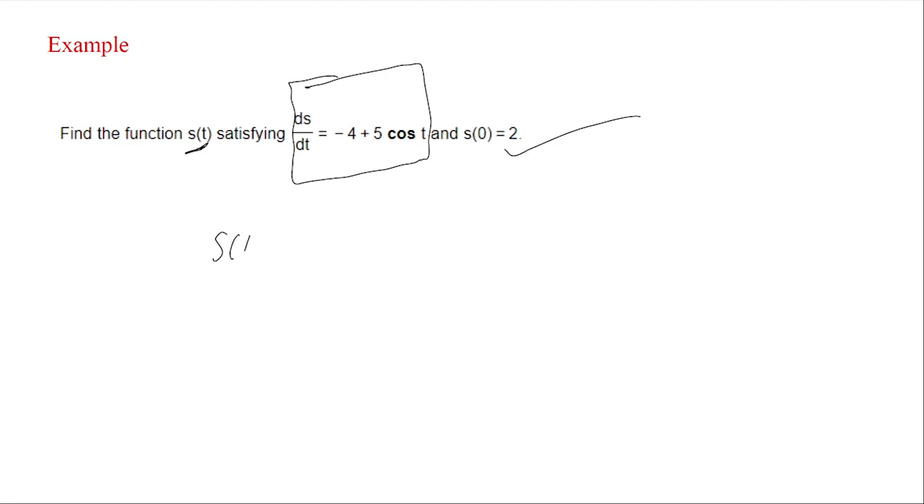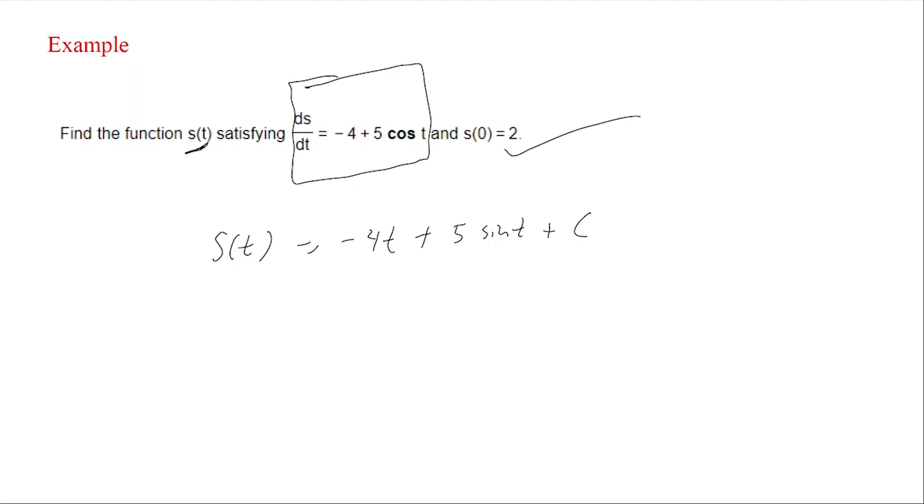So the antiderivative of this one: you want the antiderivative of -4, which is -4t, plus the antiderivative of 5 cosine t, which is 5 sine t, plus some constant. Look here, the derivative of this function is -4 plus 5 cosine t plus 0. That's the same thing. If you want to find the function itself from its derivative, that means you are finding the antiderivative.